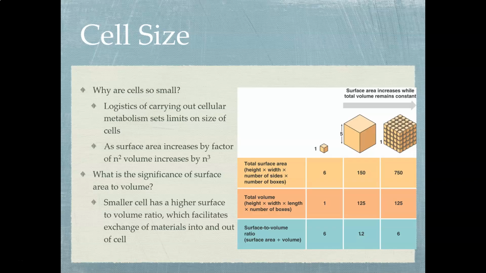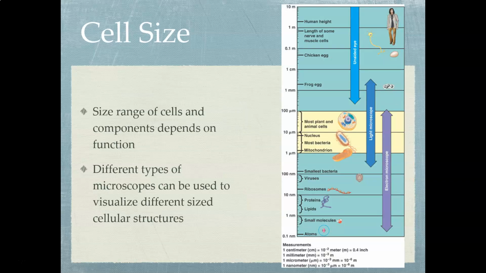Now, that surface area to volume ratio does depend from one cell to the next exactly what that looks like, but generally speaking, cells are microscopic. They are small as a result of needing to maximize that surface area to volume ratio. Again, those cell sizes depend on what the cell's job is. It also depends on its function and what organelles need to be present, if it has any organelles at all. So there's a wide variety of cells.